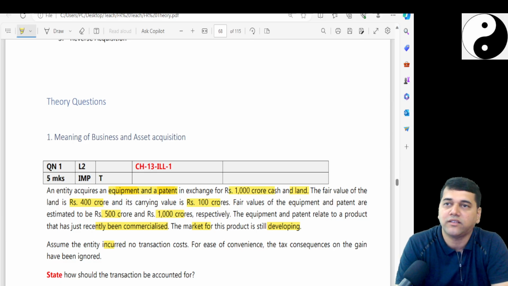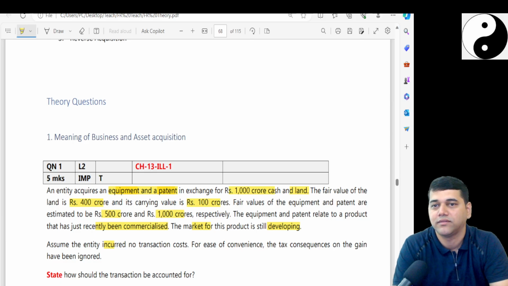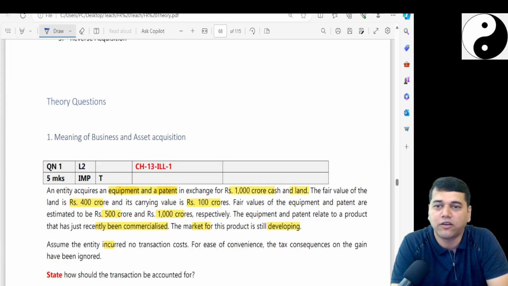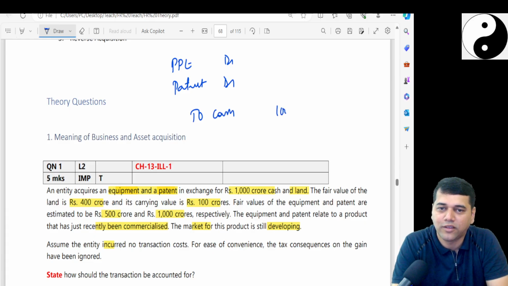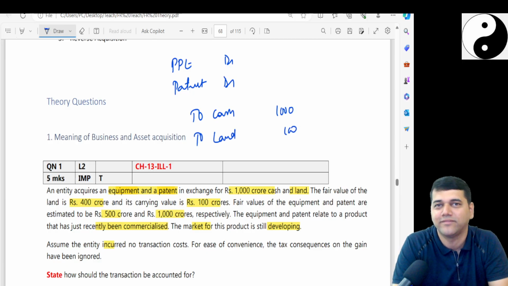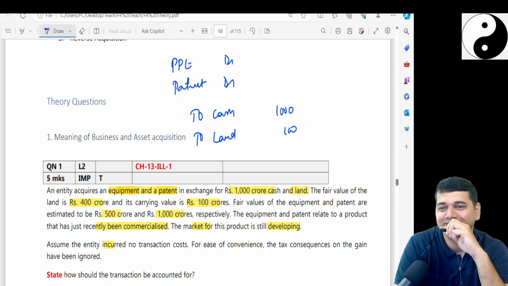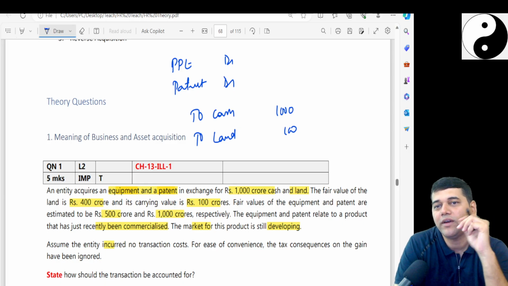Now, if that is the case, what accounting entry should I pass? You will tell me equipment account. Can I say PP? Debit. Patent account debit. To cash 1000, I will help you. To land, that also, if you want, I can help you. Now tell me, at what value should I recognize?